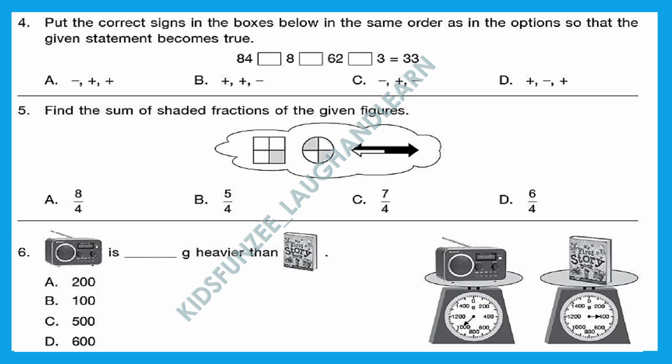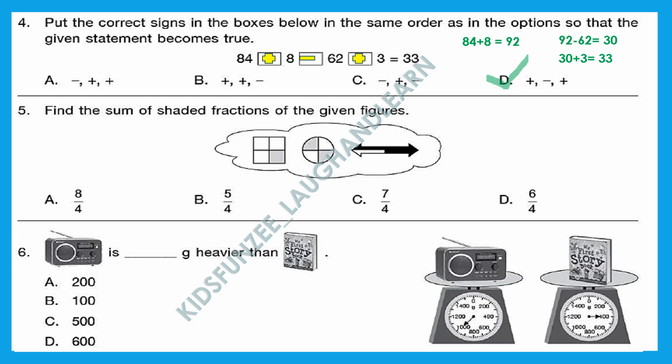Now let's see. 84 something 8 something 62 something 3 gives you 33. If we do 84 plus 8, what do we get? 92. Okay. And then with the 92, if we minus 62, what do we get? We get 30. And after that, if we add 3, we get 33. So ideally speaking, the signs should be plus, minus and plus. Let's see if we have any option like this. Plus, minus and plus. And yes, we have that as option D. Okay. Now let's see the next question.